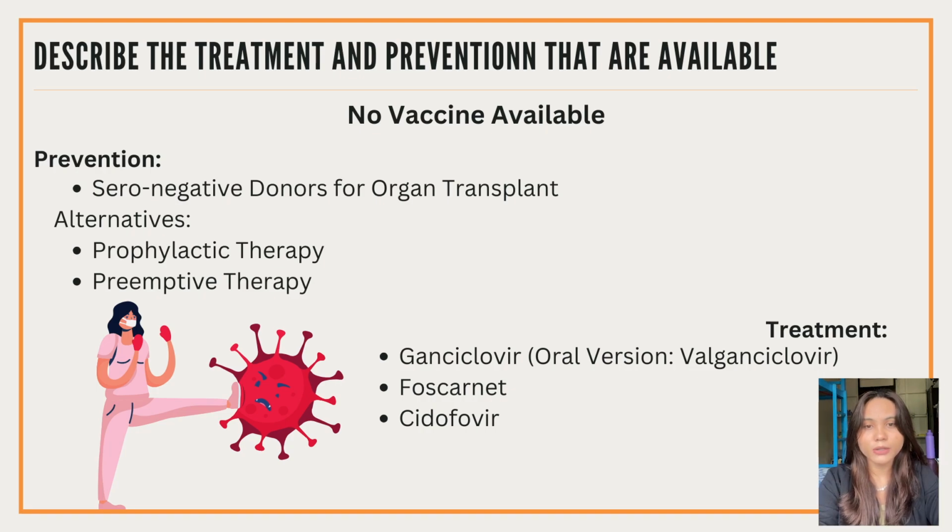3 main drugs are currently available for the treatment of CMV infections. These are your ganciclovir and its oral version, valganciclovir, foscarnet, and cidofovir. Valganciclovir is a prodrug of ganciclovir that is converted to the parent compound by intestinal and hepatic esterases. All of the drugs inhibit viral replication by inhibiting the activity of CMV DNA polymerase.